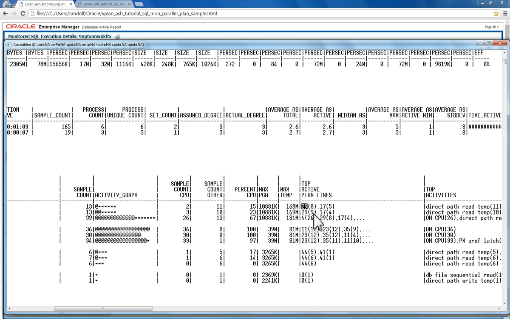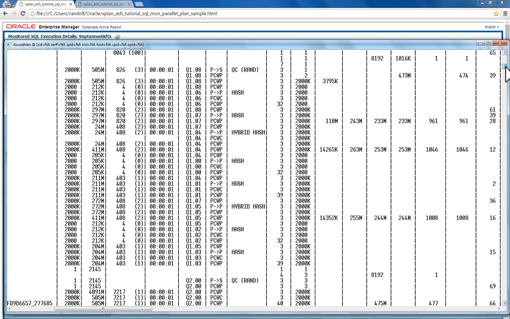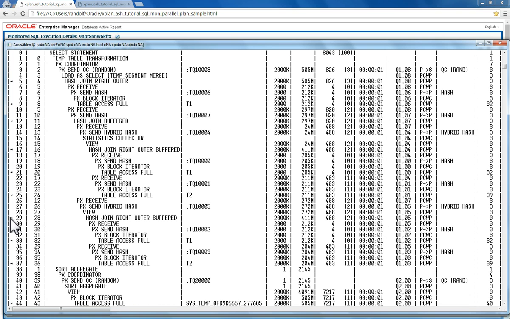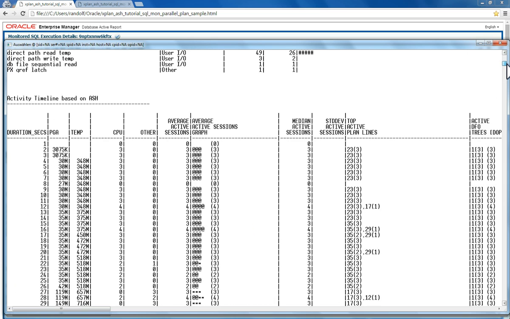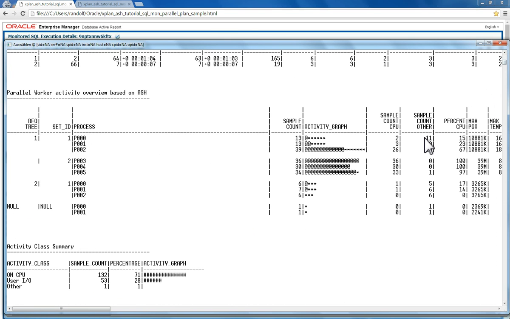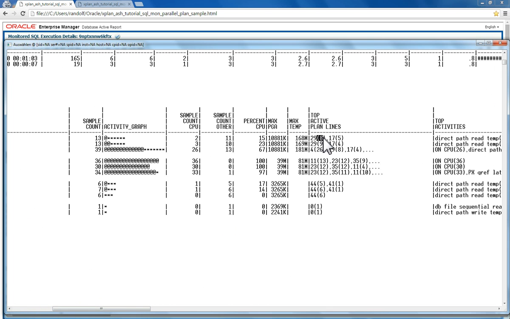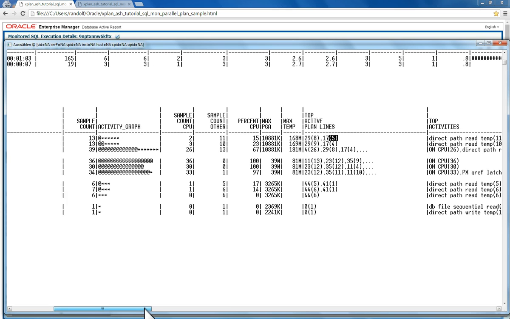This 29 and the parenthesis 8 means the plan line 29, and if we go to the execution plan, we could relate this to the execution plan, which is then this one here with the ID 29. For this execution plan line 29, the process P000 was found to be active 8 times. This is the idea here with this number of samples in parentheses. And likewise, execution plan line 17, it was found to be active 5 times, and so on. So that is the idea here, that you see the top active plan lines per process.